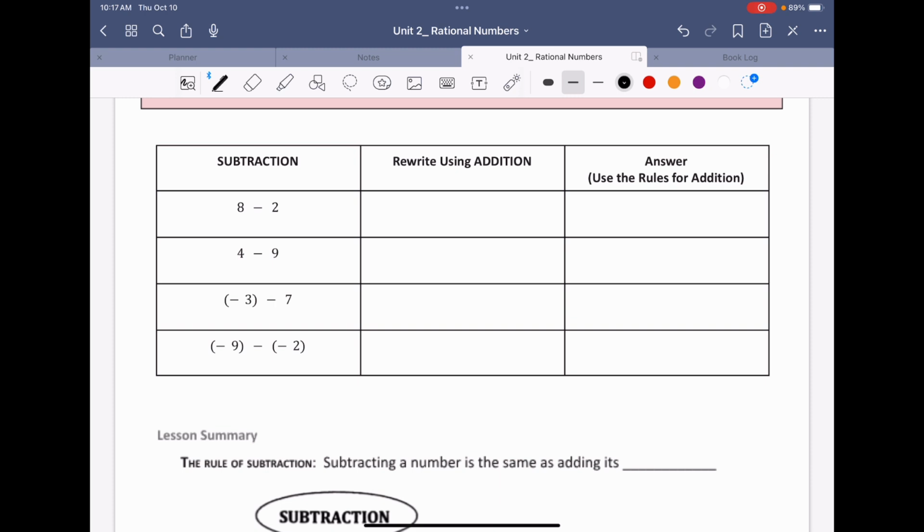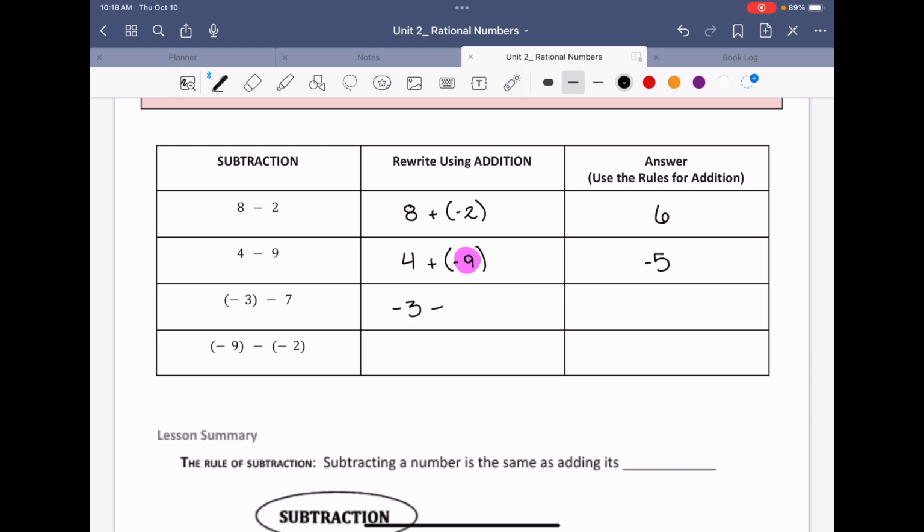All right, the first thing it asked me to do is rewrite using addition. So I'm going to have 8 plus negative 2. My answer should be positive 6, because I do 8 minus 2. 8 is the larger number, so it should be a positive answer. 4 plus negative 9. My 9 is larger, so that means my answer should be negative. I'm going to do 9 minus 4, which is 5. This should be a negative 5.